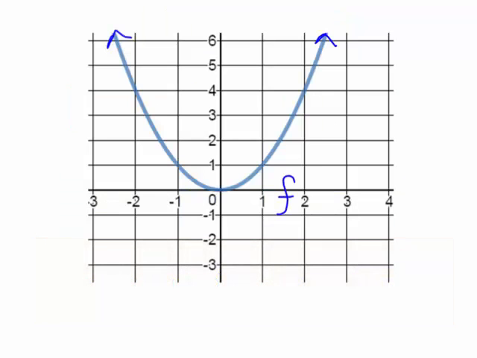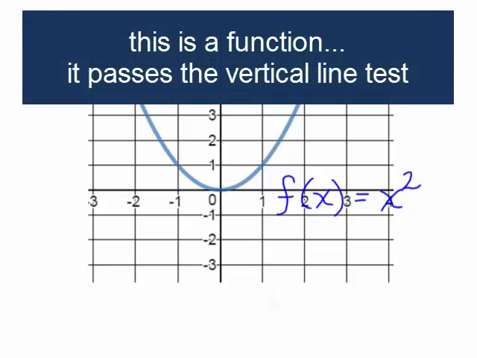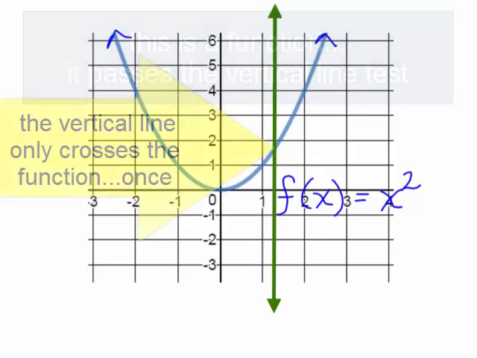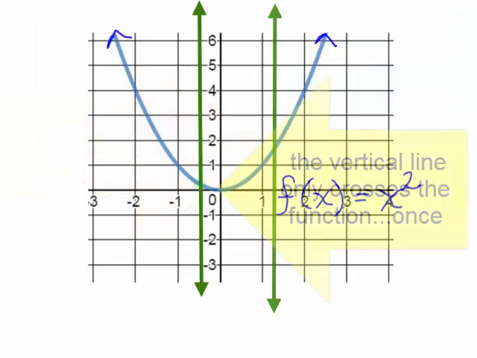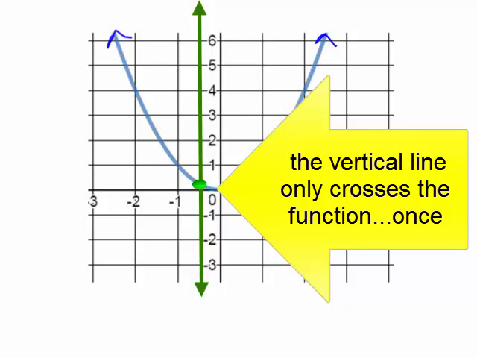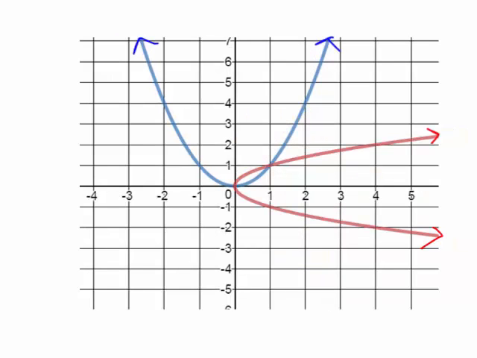This is the function f of x is equal to x squared. I also know that this is a function because it does pass the vertical line test, and for every x there is only one y. Let's talk about the inverse of x squared. I have now graphed y equals x squared and its inverse.